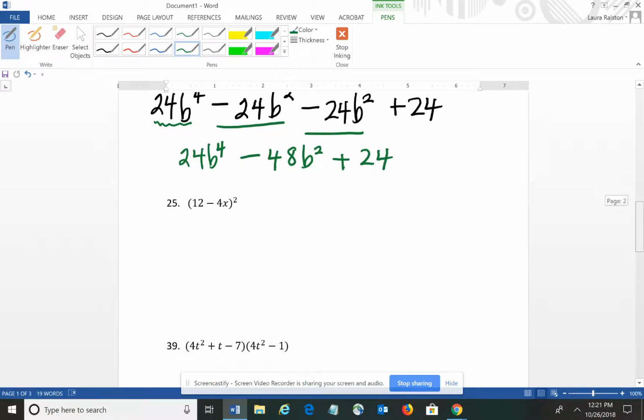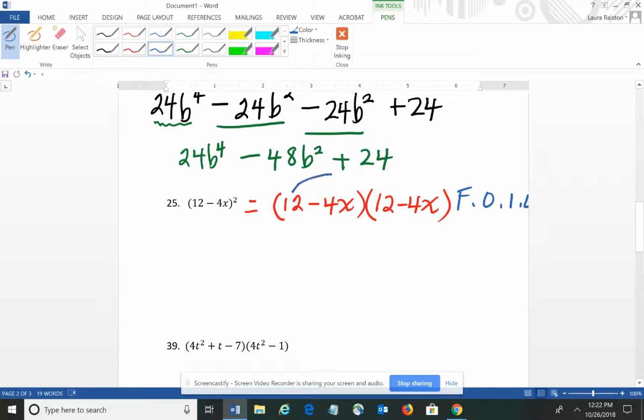For number 25, it's a little bit different because it says 12 minus 4x squared. Now, there's actually a pattern that you can use here for multiplying this together, but to me, it's just as easy to realize the fact that you want this thing squared, that you can do 12 minus 4x times 12 minus 4x. Remember, the purpose of an exponent is it tells you how many times to multiply the base, which in this case is 12 minus 4x, times itself. So here again, now I'm back to a binomial times a binomial, and so here again, I can use my FOIL method to multiply these together.